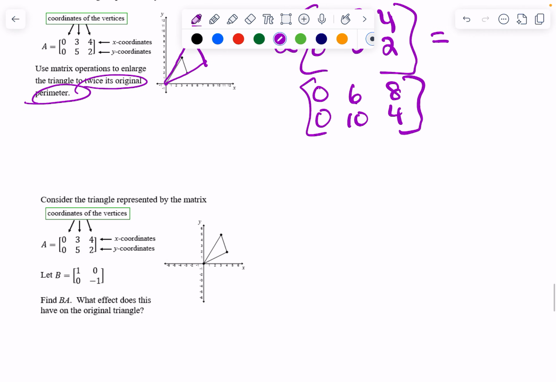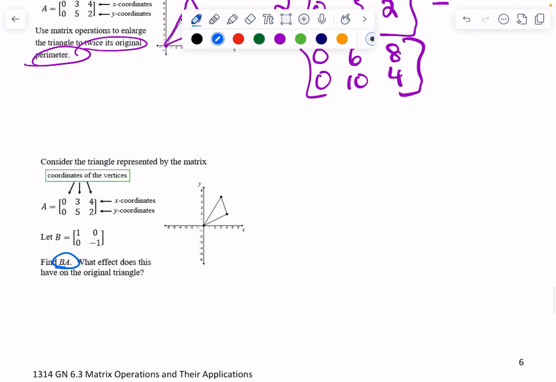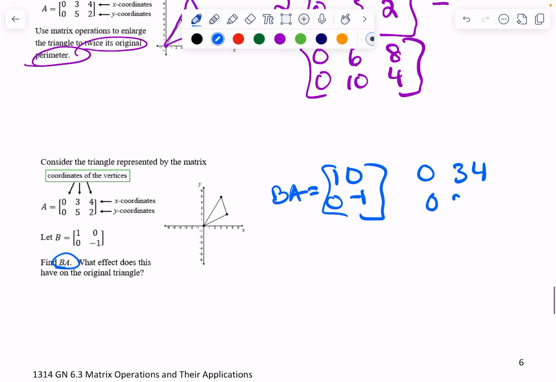Okay, this last one, we are finding B times A. So matrix B times matrix A, and what effect does this have on the original triangle? So our B matrix is 1, 0, 0, -1, and our A matrix is 0, 3, 4, 0, 5, 2.